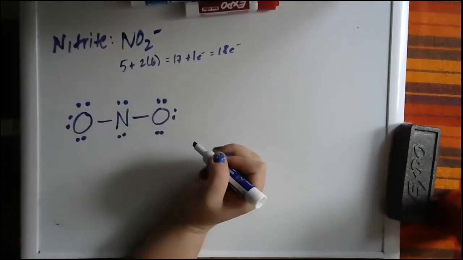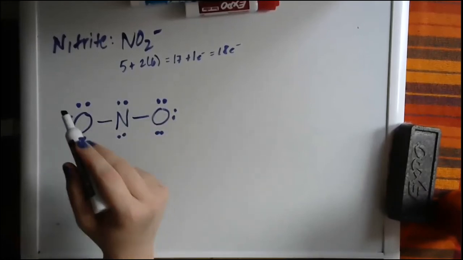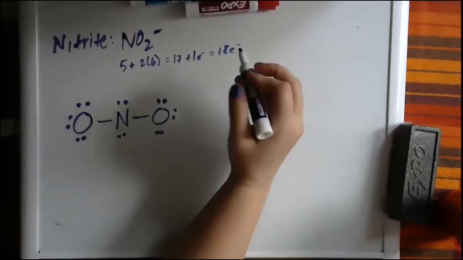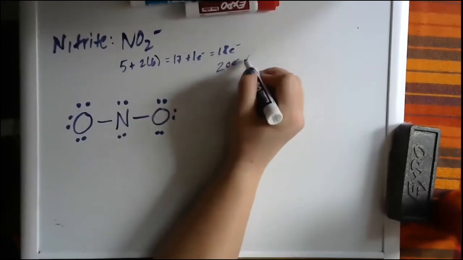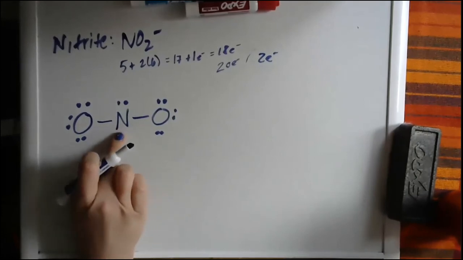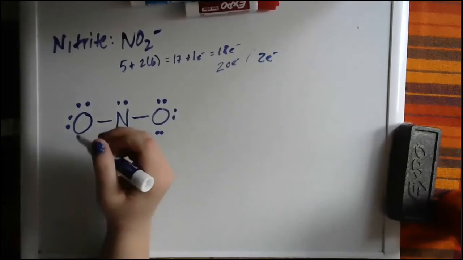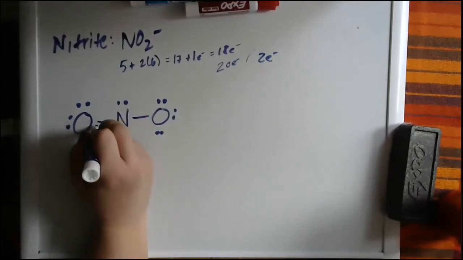How many electrons did we just use up? 2, 4, 6, 8, 10, 12, 14, 16, 18, 20. And I have 18. So again, that's a deficit of 2 electrons. So I'm going to need to remove 2 of those lone pair sets and replace it with a multiple bond.